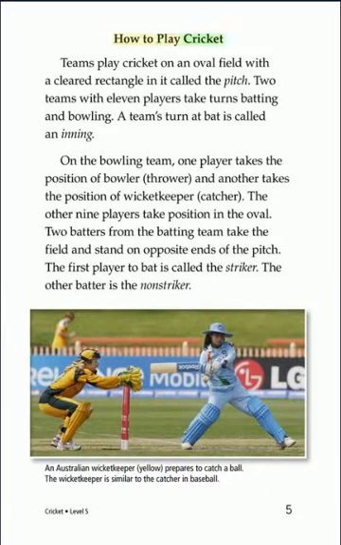How to play cricket. Teams play cricket on an oval field with a cleared rectangle in it called the pitch. Two teams with 11 players take turns batting and bowling. A team's turn at bat is called an inning. On the bowling team, one player takes the position of bowler, thrower, and another takes the position of wicket-keeper, catcher. The other 9 players take position in the oval.